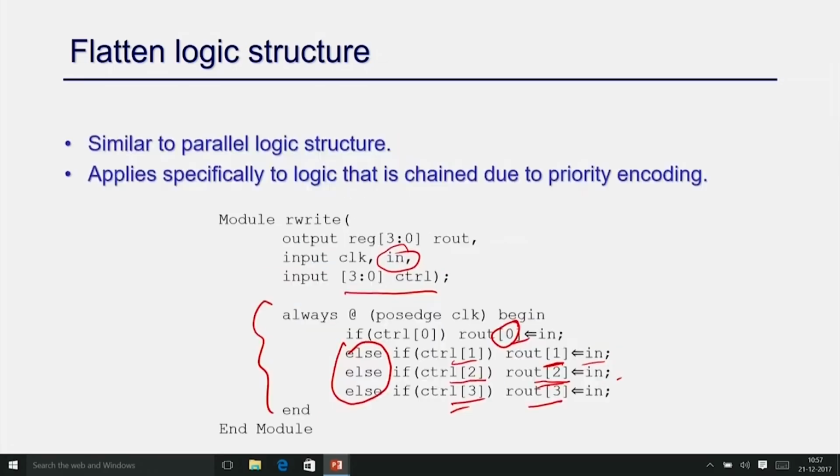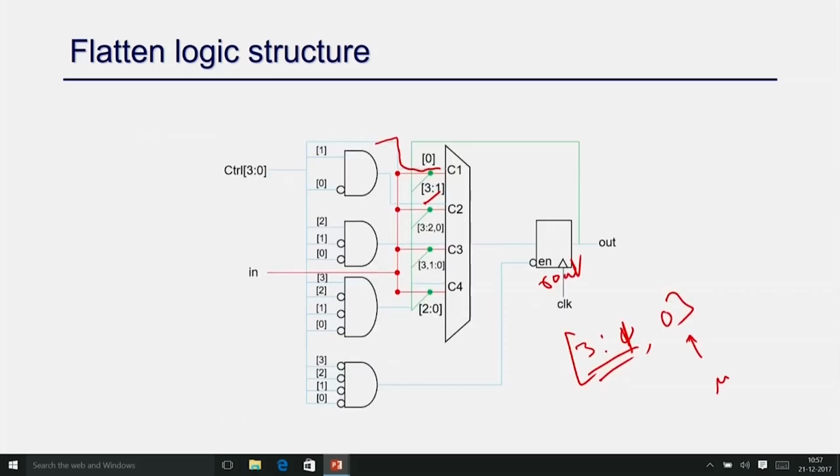Now, the else if is true only when control 0 is 0, right. Only then will this else be true. So, now I have to add an AND gate, where I check that control 0 is 0, that is the negation of control 0, and I check control bit 1. If it is true, then I update the 1 bit. So, I take bits 3 to 2 and the 0 bit, and the 1 bit will be updated from the input. I combine these to get the result, right.